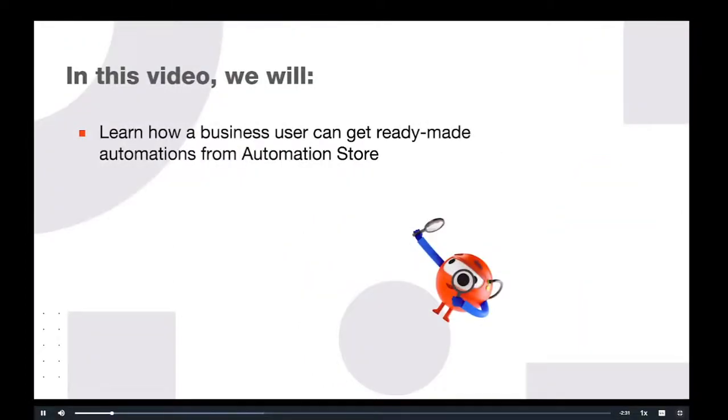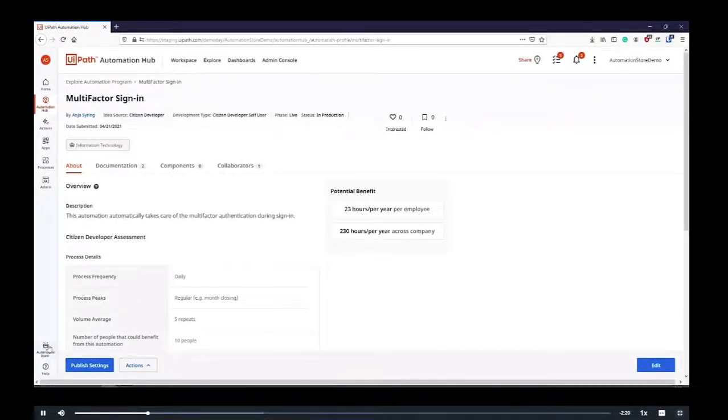Hello and welcome back to the UiPath Automation Hub training. In this video, we'll see how a business user can get ready-made automations that can be used instantly from Automation Store. Once we launch Automation Store, we'll see the list of published automations that are ready for use. We can also browse through or even search for specific automations that we are interested in.